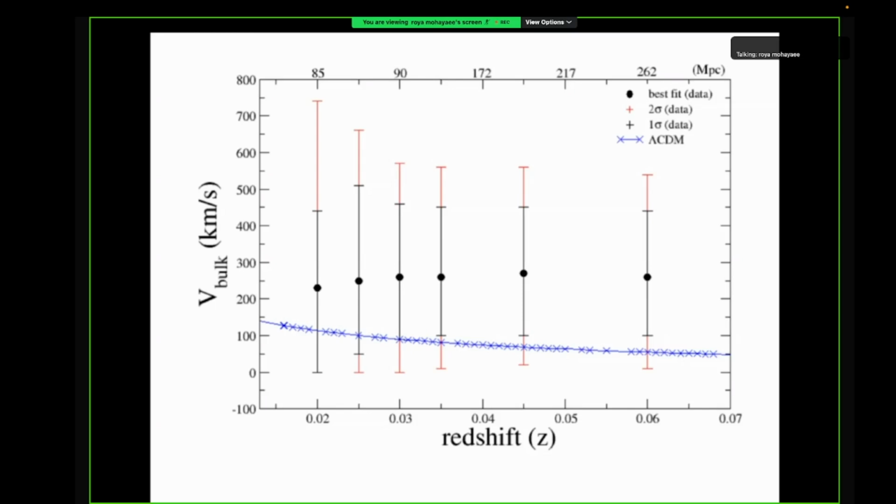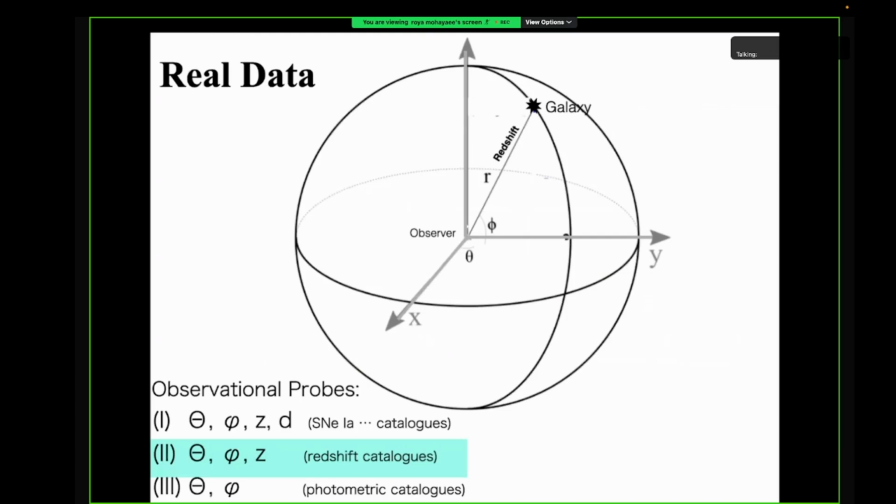You can say, within 2 sigma, I agree with lambda CDM. You can say within 2 sigma, I disagree with lambda CDM. So can I do better? To do better, to have better statistics, you need more data. If you want more data, then you have to compromise on the information that you'll get.